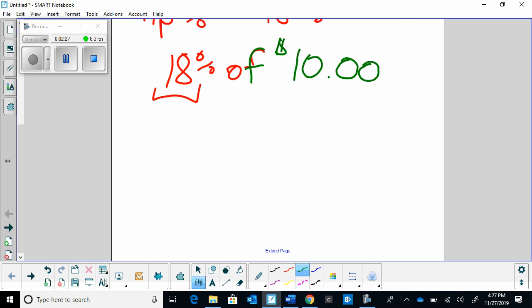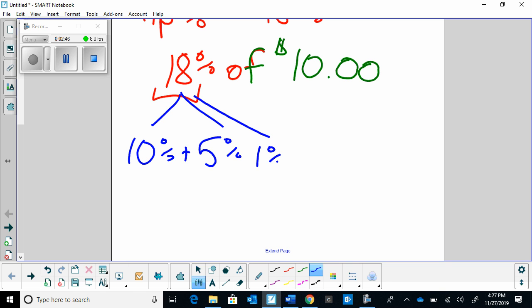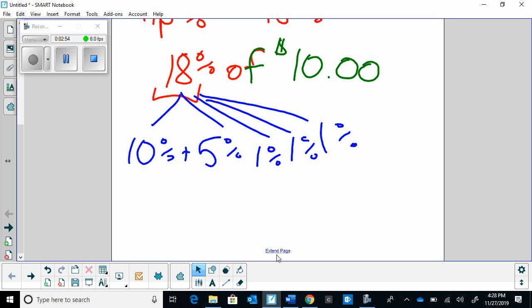Well, we said there's multiple ways to solve this. I'm going to show you two math ways to do this. So I need to break up 18% into percentages I'm able to calculate. So we've got 10%. We got 5%. 10% plus 5% gives me 15. Well, I would need another 1% to get 16. I need another 1% to get 17. I need another 1% to get 18. So I can do it that way, and I add all of these up.